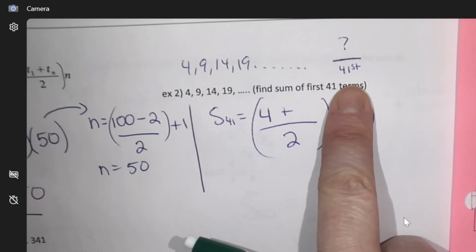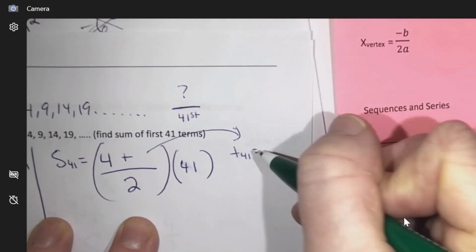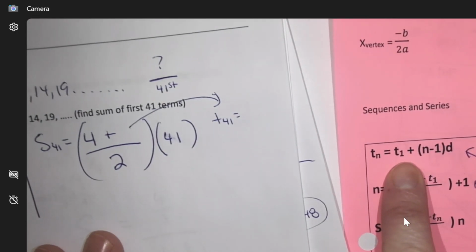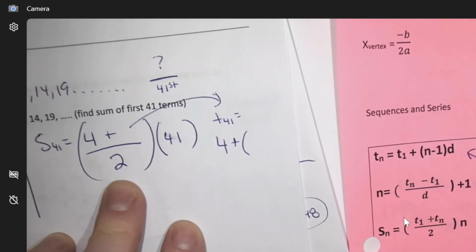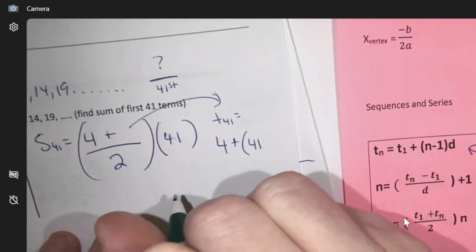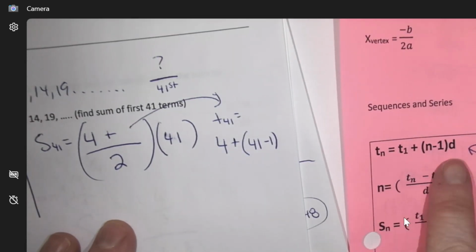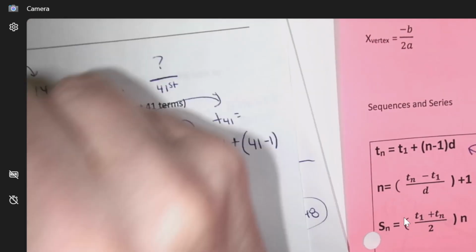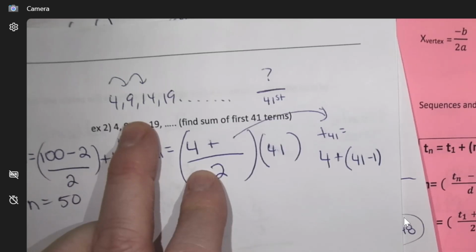So we're going to go over here. So I didn't know that. So term 41 equals. So now I'm grabbing this formula. First term, 4, plus n. N is your position number. 41 subtract 1, times the d. So what's the pattern? So you got to go back. 4 to 9, 9 to 14, what's the pattern doing? Up by 5.